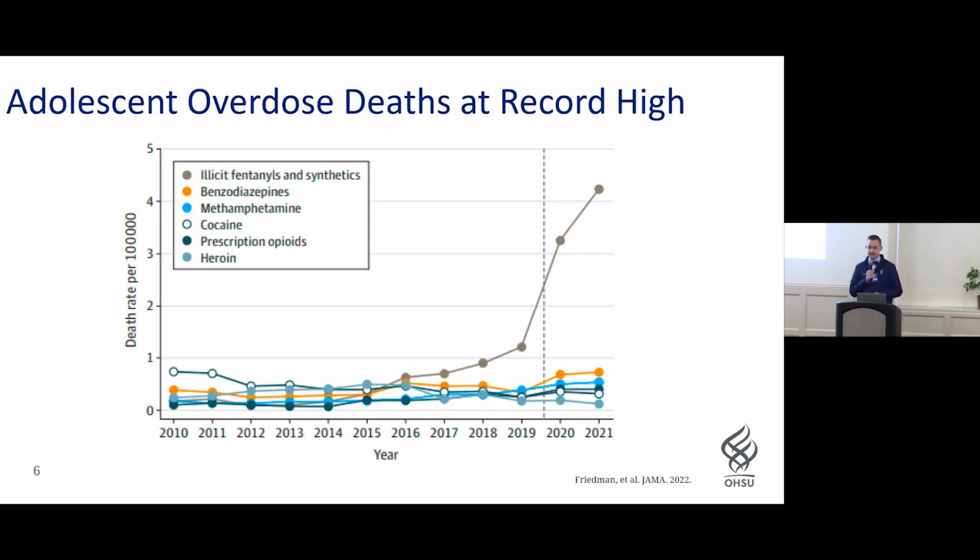Specifically looking at adolescents, so 12 to 17-year-olds, we're also seeing record overdose deaths. This dashed line here is when the pandemic happened, so it's pre and post-pandemic, but between 2019 and 2020, we saw a 4-fold increase in fentanyl overdose deaths in this age group. So it's really been historically impacting adults. Now we're seeing it impact our 12 to 17-year-olds in a really dramatic and terrible fashion.